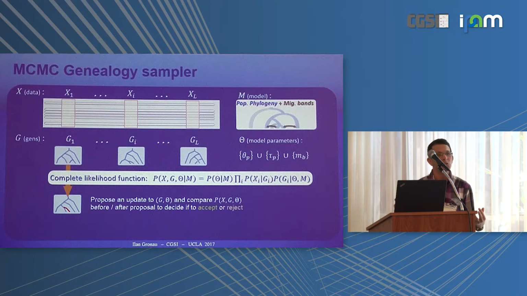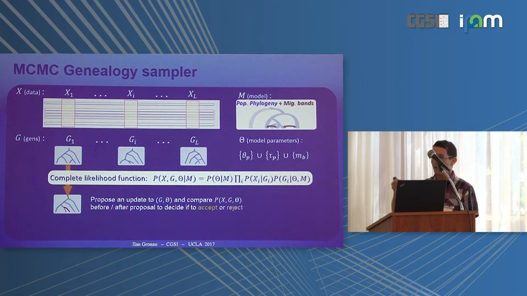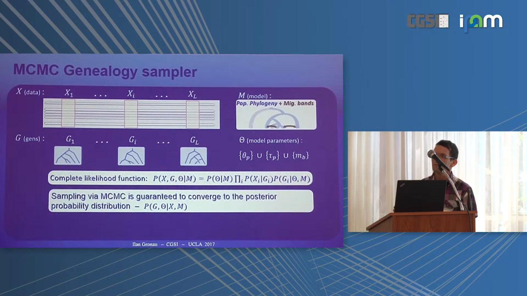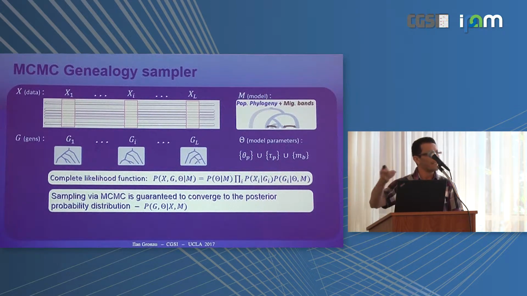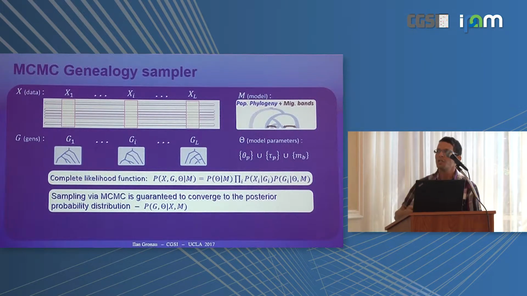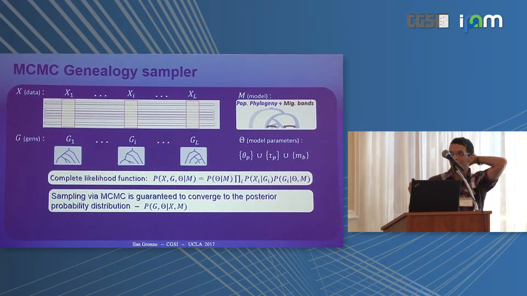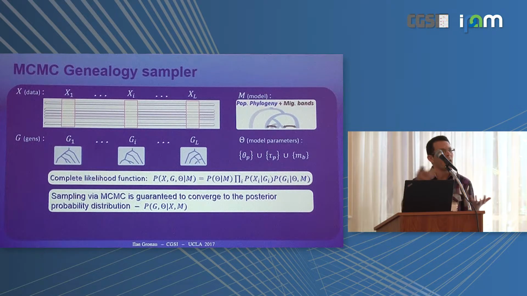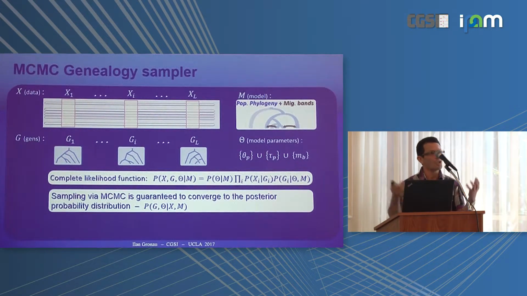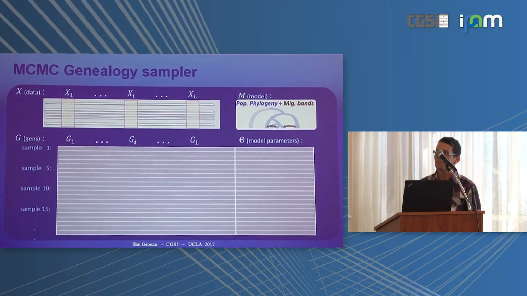And based on these two values, I make a pretty easy decision whether I choose to accept this proposal, and now this is going to be my next sample, or reject it and stay. My next sample is going to be identical to the previous one. So conceptually it's a pretty simple algorithm. It has these proposal, acceptance, rejection steps, but you have to design it reasonably well so that it can traverse a very, very large and complex space and hopefully get you to the parameter values you're interested in.